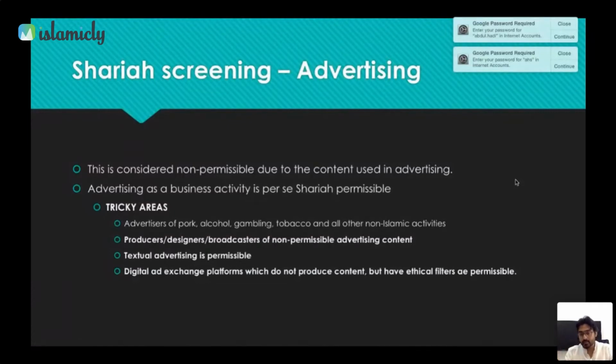These ad exchange platforms are considered Sharia compliant because of a couple of reasons. The first thing is that they have an ethical filter. Secondly, they do not produce any content. Thirdly, they reserve the right to bring down any sexually explicit content. And they do not control the amount of content which goes into it. Hence, they are considered Sharia compliant ad exchange platforms. Please do read our research report that we have published about such companies on the blog as well as in the article section of the app to get more details.